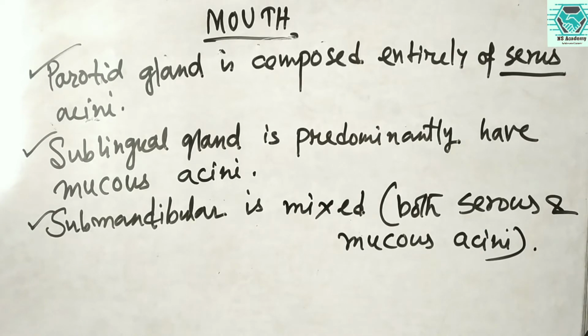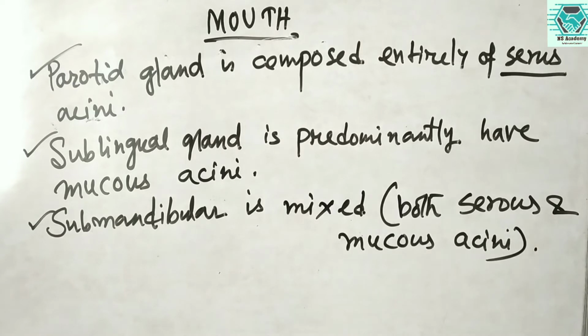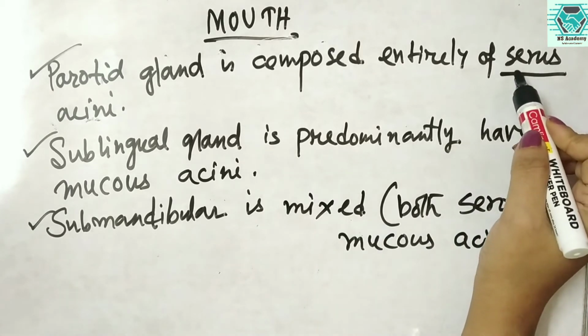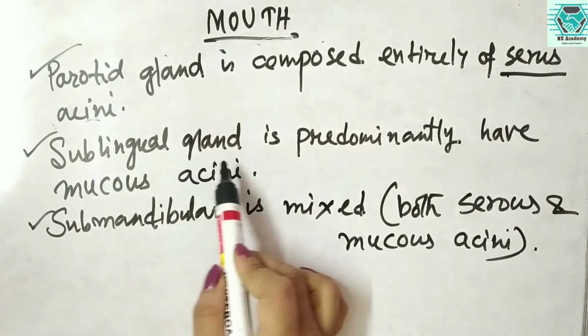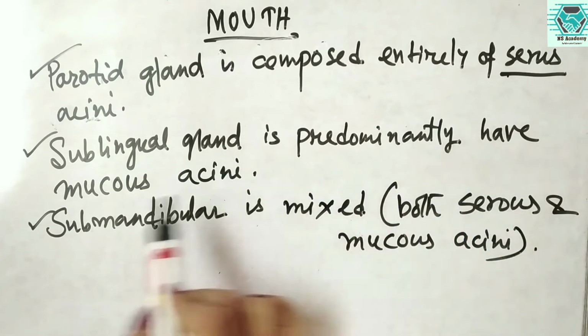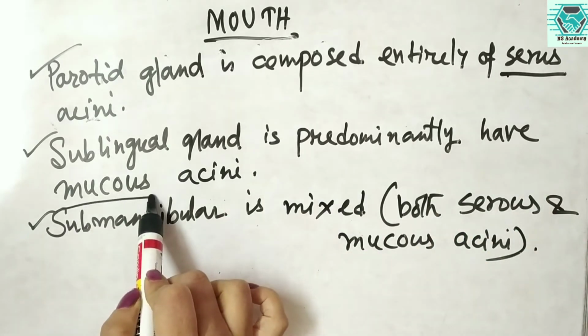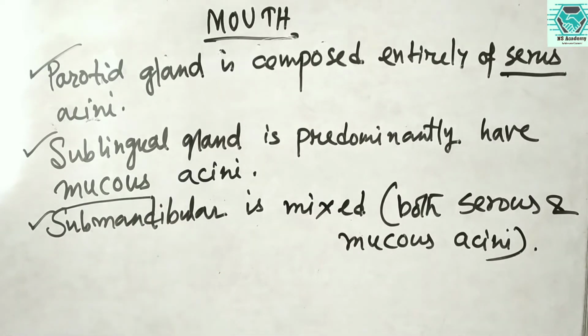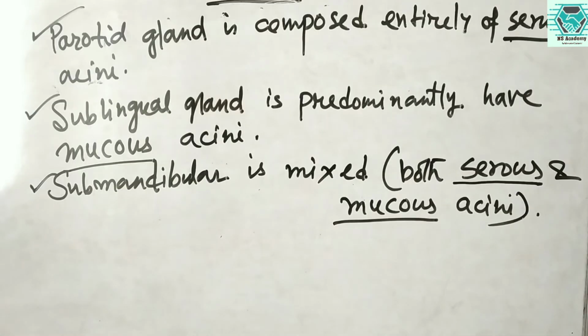All three types of salivary glands are made up of acini. There are two types of acini, serous acini and mucous acini. The parotid gland is composed entirely of serous type of acini. The sublingual gland predominantly has mucous type of acini, whereas the submandibular is a mixed type of gland, that is, it is made up of both serous and mucous acini.